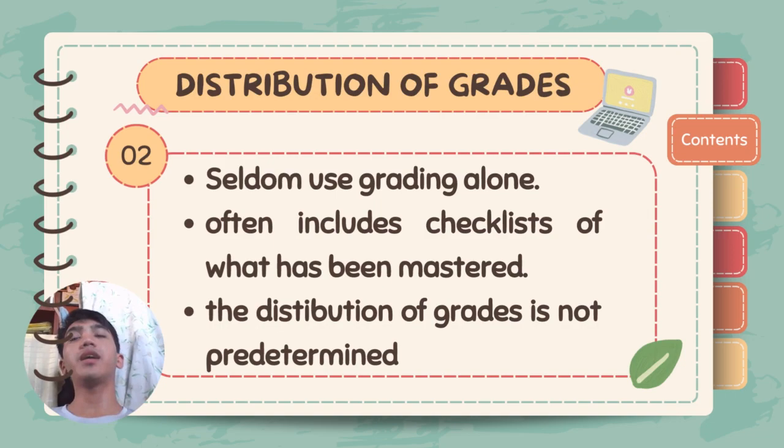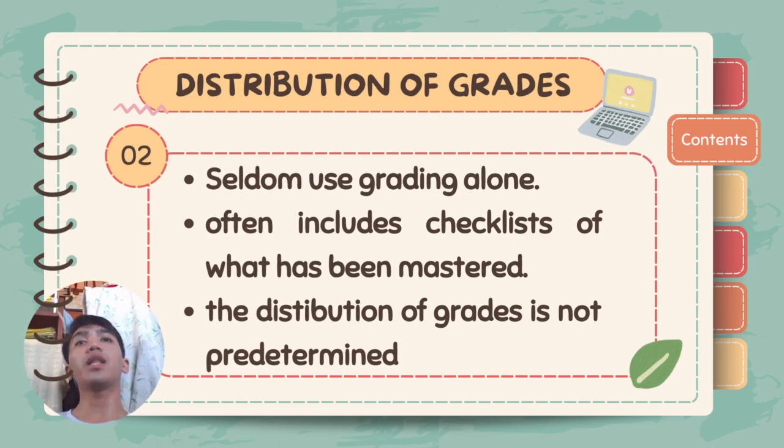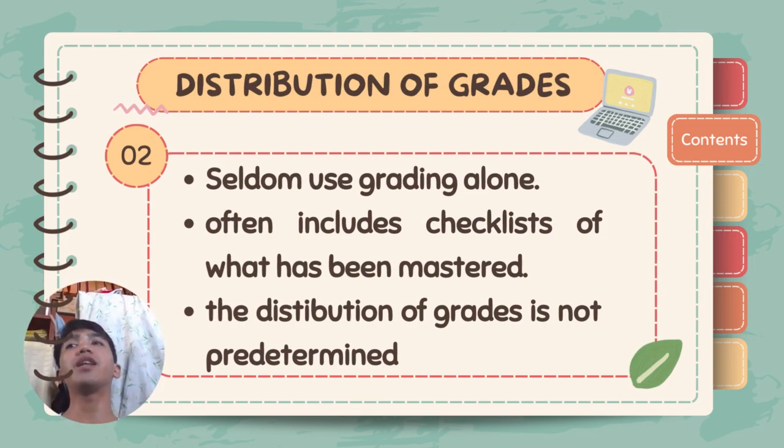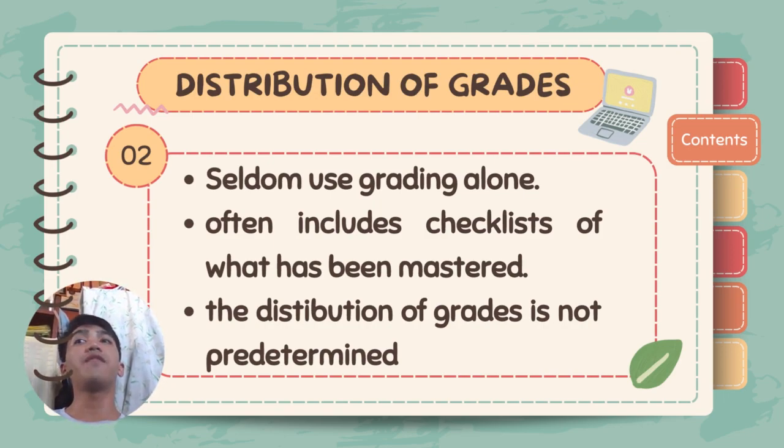So when we say criterion reference grading, it is a seldom used grading alone. Also, it often includes checklists of what has been mastered. And lastly, the distribution of grades is not predetermined. It is based on measuring a student against a level of performance, not measuring one student against another student.